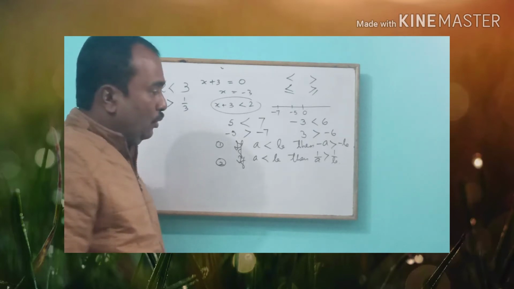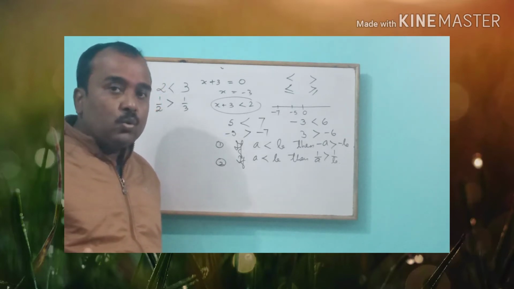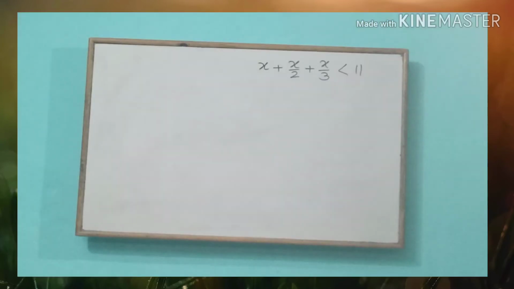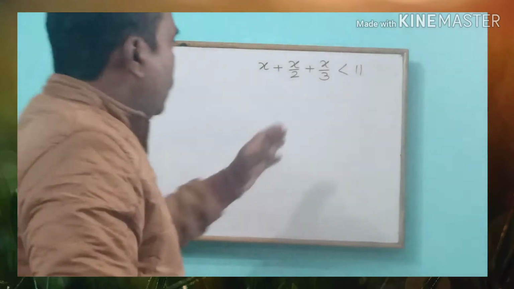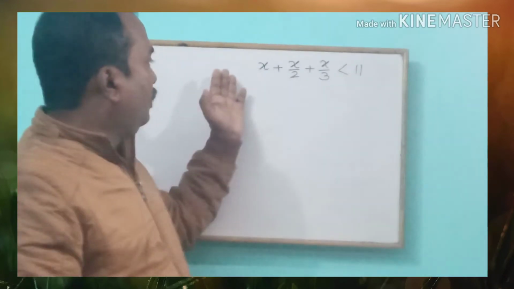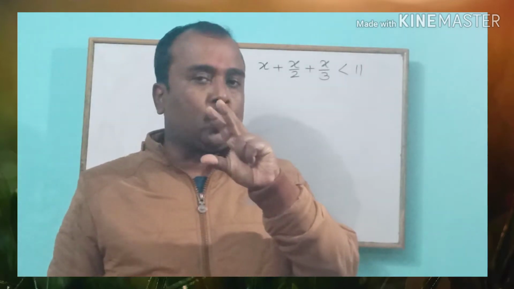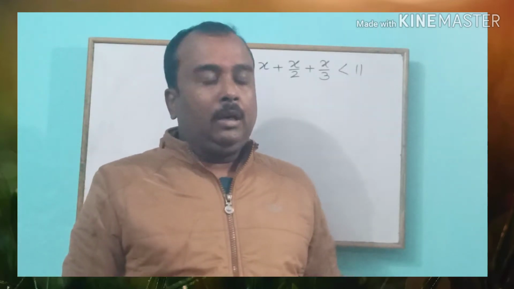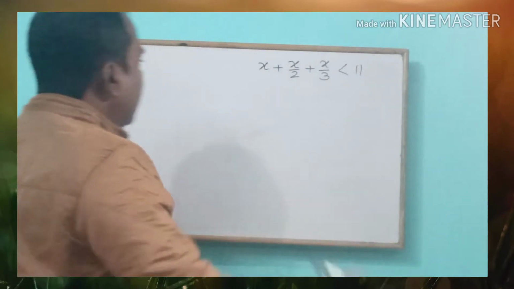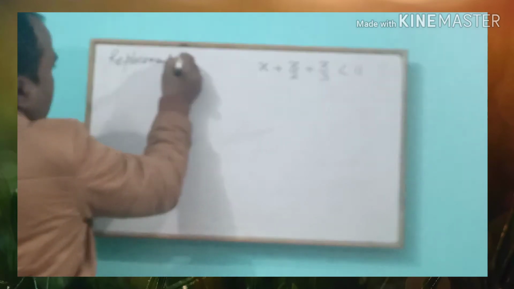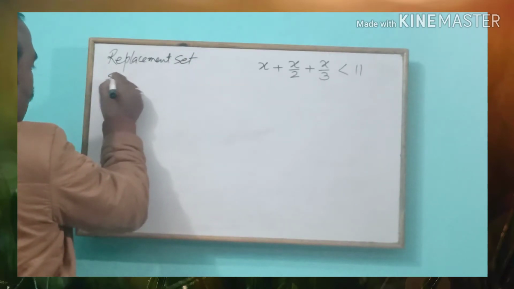Now let us take one or two examples to understand how to solve a given linear inequation to find its solution set. So let us see this example of an inequation, how to solve it and what the values of x are. Before that, I would like to tell two more terms before solving this inequation. One is known as the replacement set. Another one is the solution set.